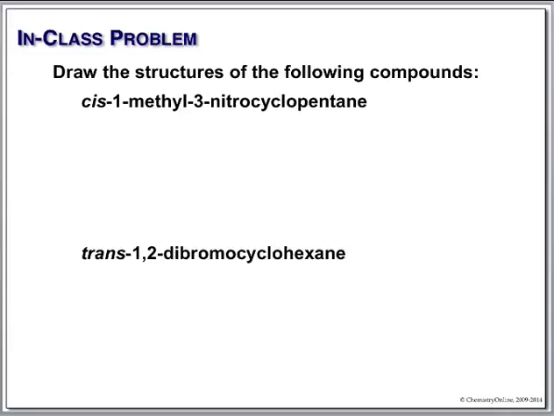So you draw kind of a squished cyclopentane ring. Go to carbons 1 and 3. One bond up, one bond down. I'm sorry, they're cis. So they're both on the same side, both bonds down. Nitro group, and a CH3.